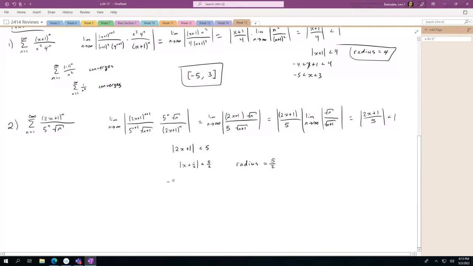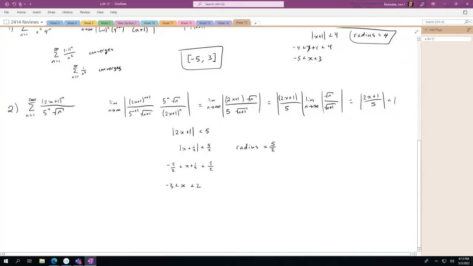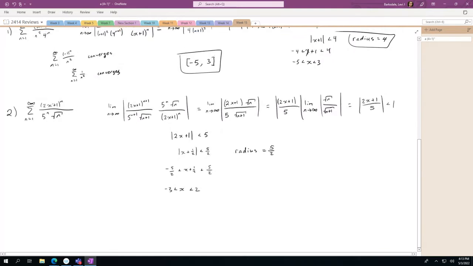Next, we can see that negative 5/2 would be smaller than x plus 1/2 would be smaller than 5/2, which means subtracting 1/2 from each side, we get negative 3 is smaller than x is smaller than 2. Now, again, we need to check our endpoints. We plug in x is equal to negative 3. You get negative 6 plus 1 is negative 5. Negative 5 to the n over 5 to the n simplifies to a negative 1 to the n.